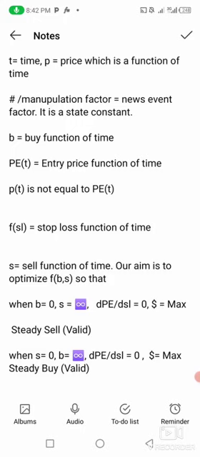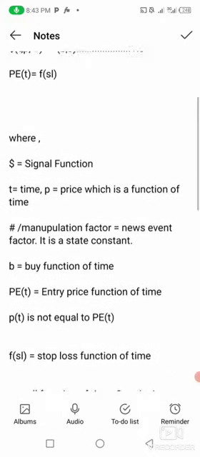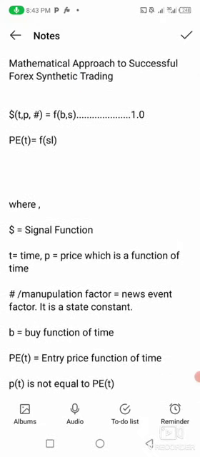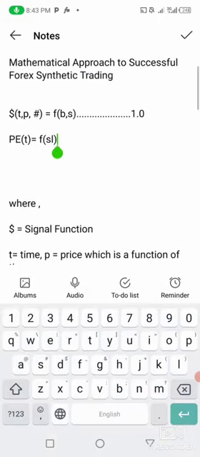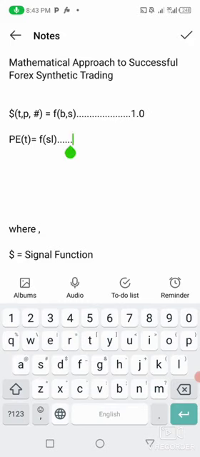Our aim is to optimize F of B, S. Now, F of B, S, like the function of B and S, is the biggest issue in trading, because we say that from equation 1, this one is equation 2. From equation 1, we say that the signal function can be equated on the right hand side as a function of buy and sell signal.